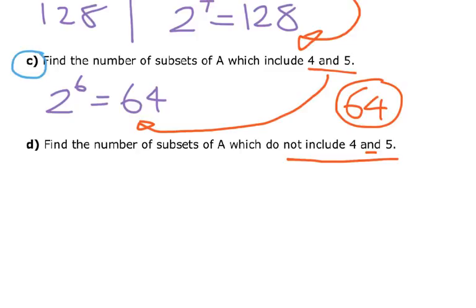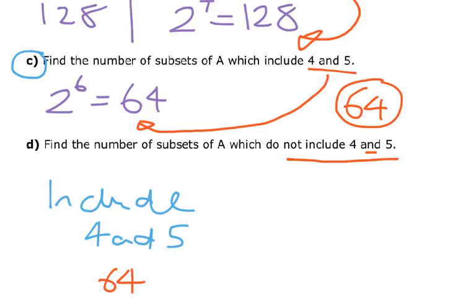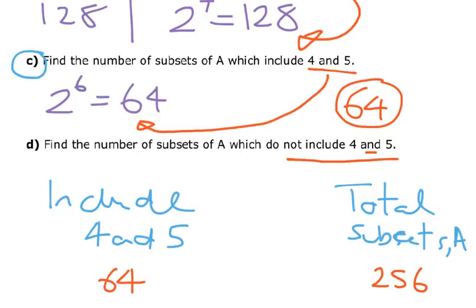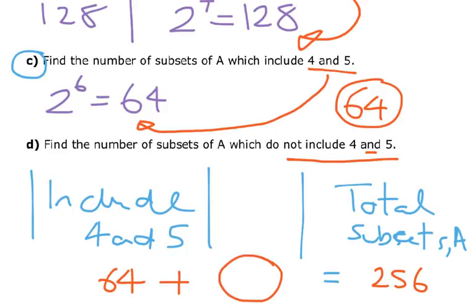If we know the number of subsets that include 4 and 5 is 64, and we know that the total number of subsets of our set A is 2 to the power 8, or 256, then we just need to find the number that adds to 64 to give us 256. That will give us the number of subsets that don't include 4 and 5, which would be 192.